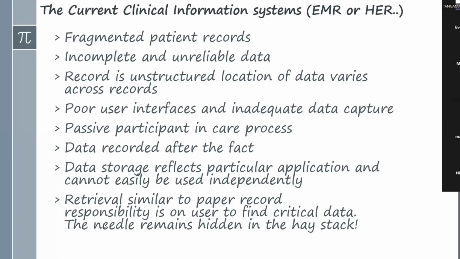The data storage also reflects a particular application and cannot easily be used independently.